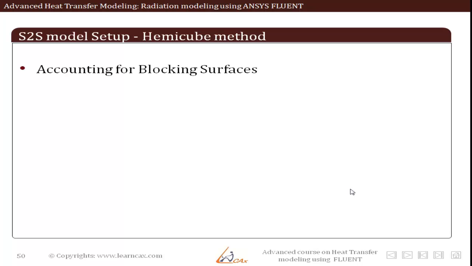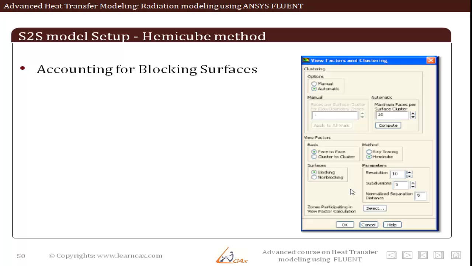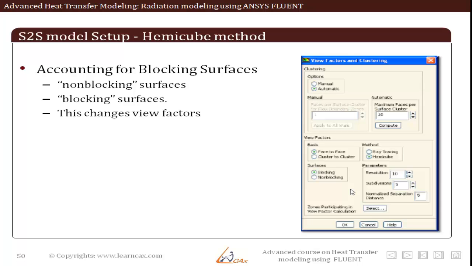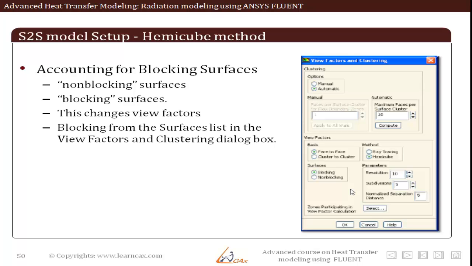Next problem with the Hemicube method is the blocking surfaces. If there are no obstructions between surface pairs under consideration, then they are referred to as non-blocking surfaces. If there is another surface blocking the view between the surfaces under consideration, then they are referred to as blocking surfaces. Blocking will change the view factor between the surface pair and require additional checks to compute the correct value of view factor. For cases with blocking surfaces, select blocking from the surface list in the view factors and clustering dialog box.